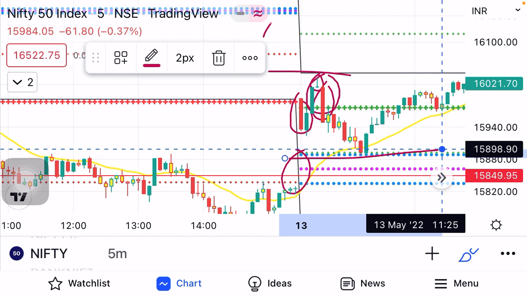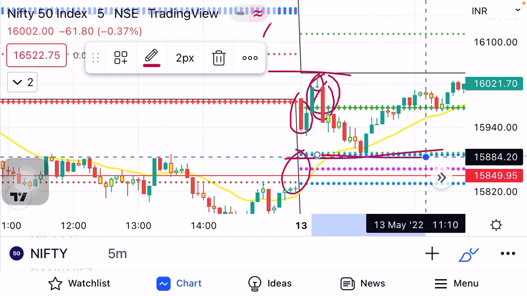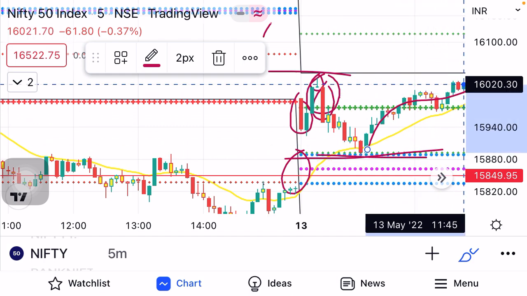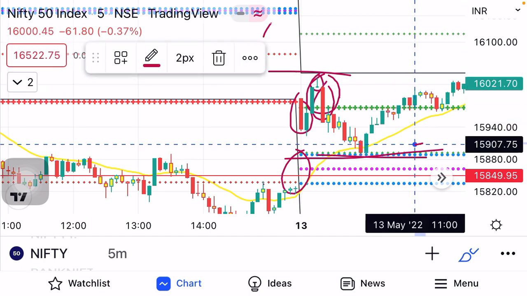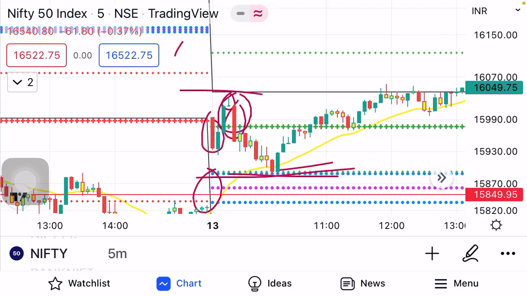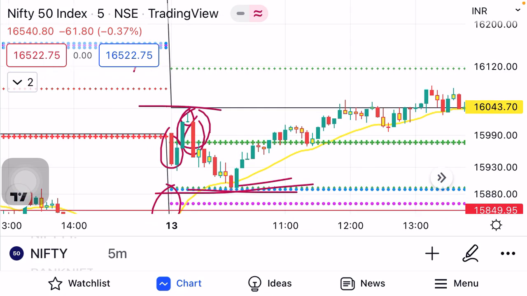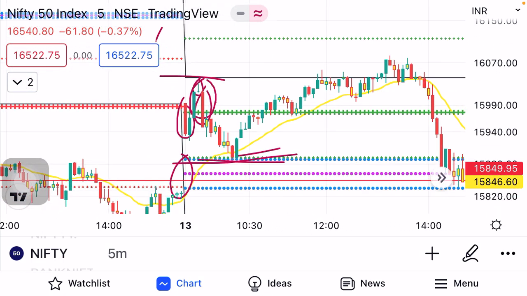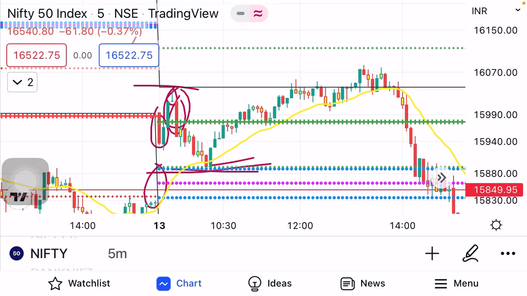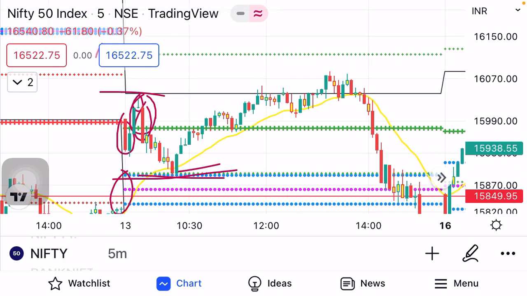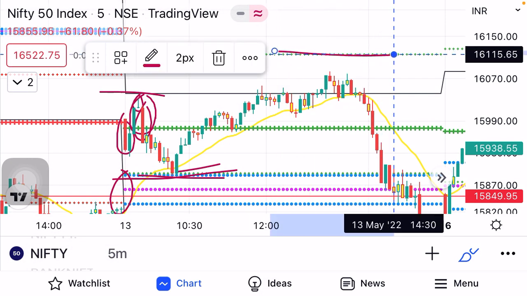And see, here it has clearly taken support at H3 and it has moved above H4. See, it has reached almost H5. This is H5.